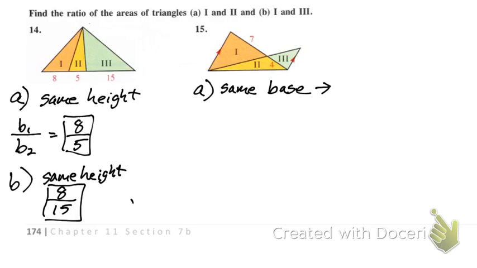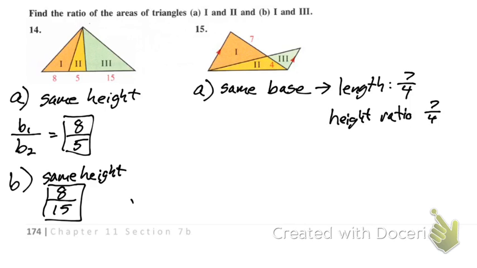What's the length ratio between the two? Yeah, 7 to 4. So our length ratio for 1 and 2 is going to be 7 to 4. So what's the height ratio between the two going to be? Since we don't have actual numbers, what's the height ratio going to be if the length ratio is 7 over 4? Yeah, it's 7 over 4 too. So our height ratio is just 7 over 4 as well. In other words, height 1 to height 2.